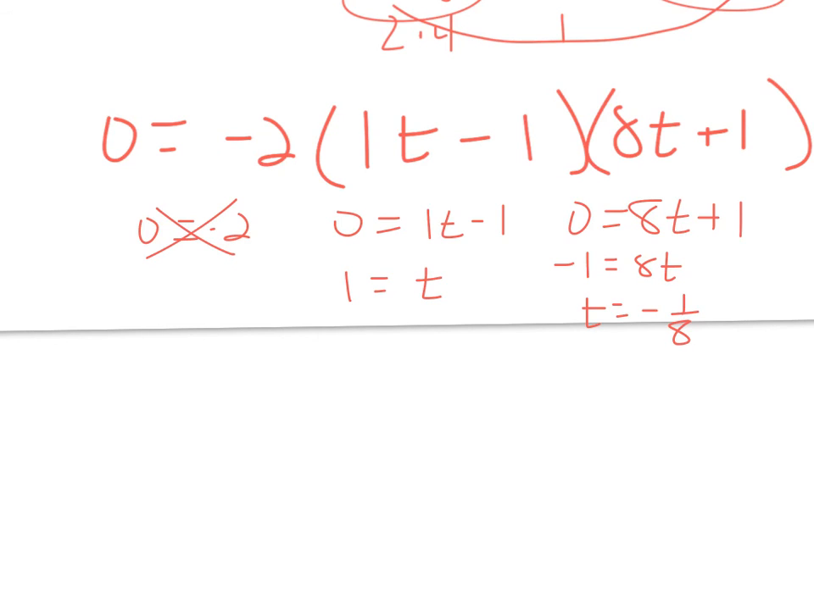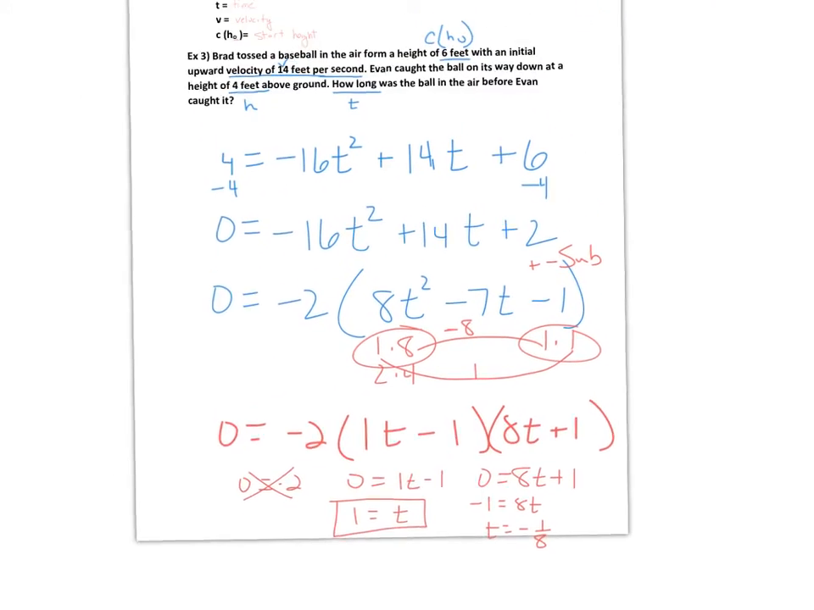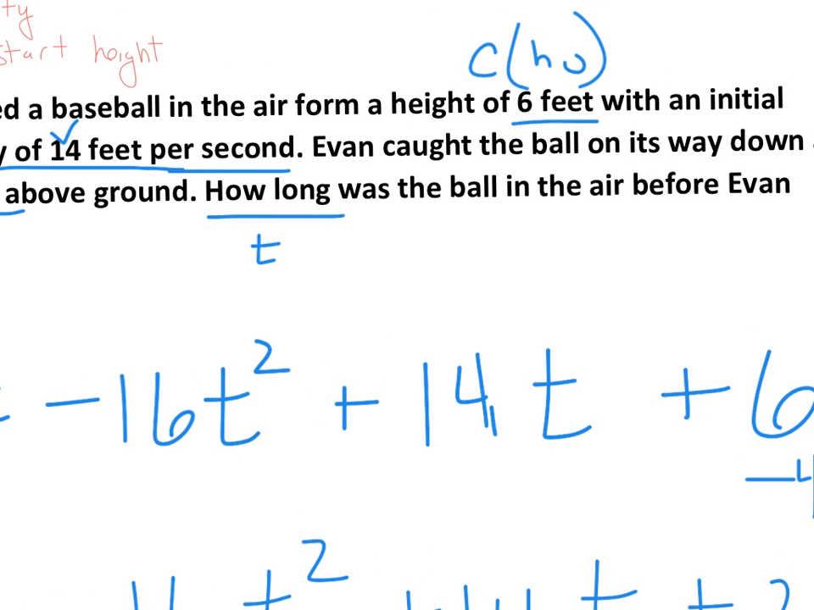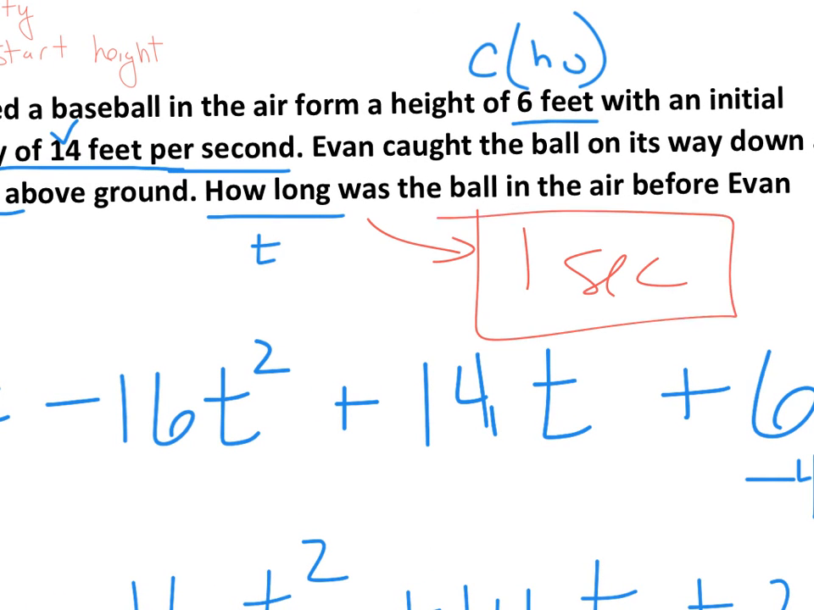Now, if I'm looking at these two answers, again, only one's going to make sense. You can't go negative 1/8 of a second, okay? But you can go 1 second, right? So when we come back up here and look at this, how long was the ball in the air? It was in the air for 1 second before Evan caught it, okay? And that concludes these notes.